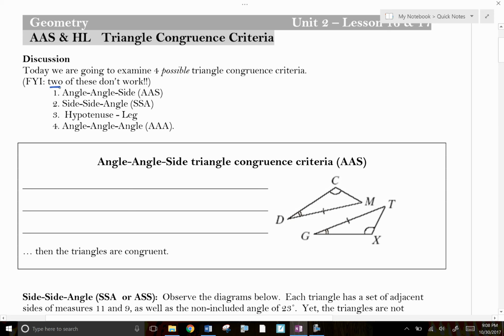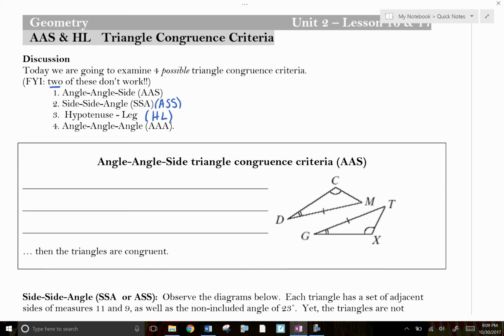So the 4 that you haven't seen yet are AAS, SSA, or sometimes we write it as ASS, hypotenuse leg, which we abbreviate as HL, and AAA, which stands for angle, angle, angle. So let's talk about which ones work and which ones don't work, and then we'll go from there.